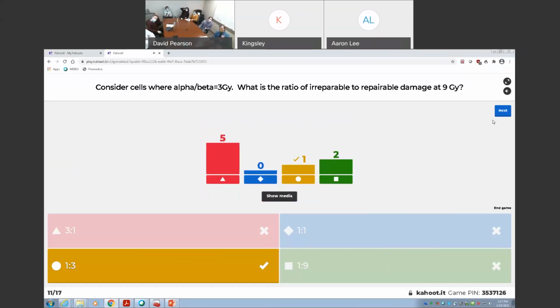How can you solve it? It's the ratio of 9 over 9 squared, which is 9, and then the alpha beta is 3, so it's 1 divided by 3. So 9 over 3. But I still hit 1 to 9. Jimmy got it wrong and knew exactly why.